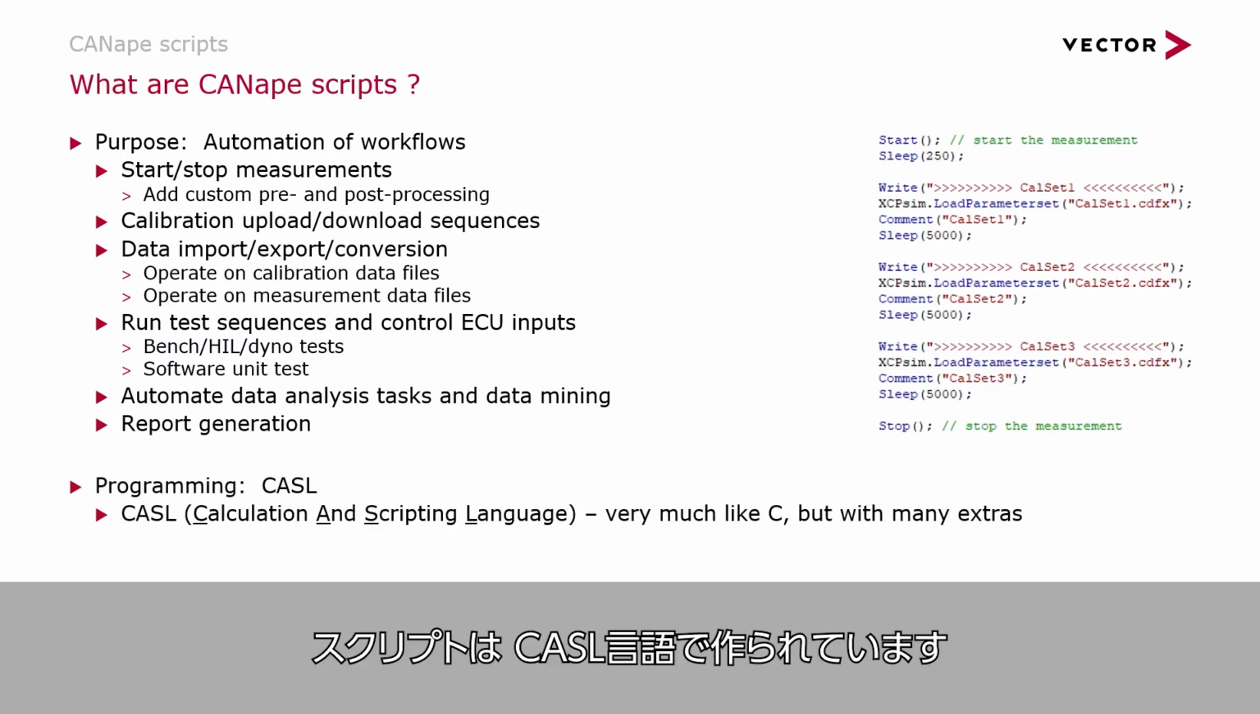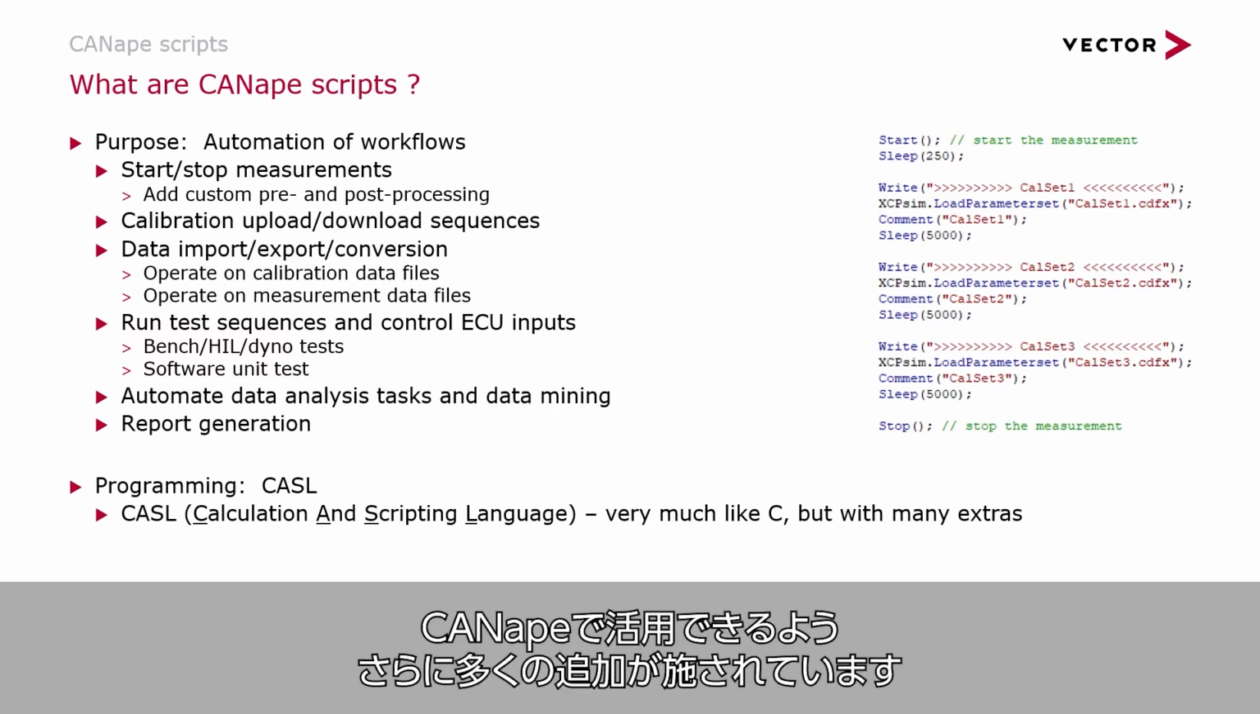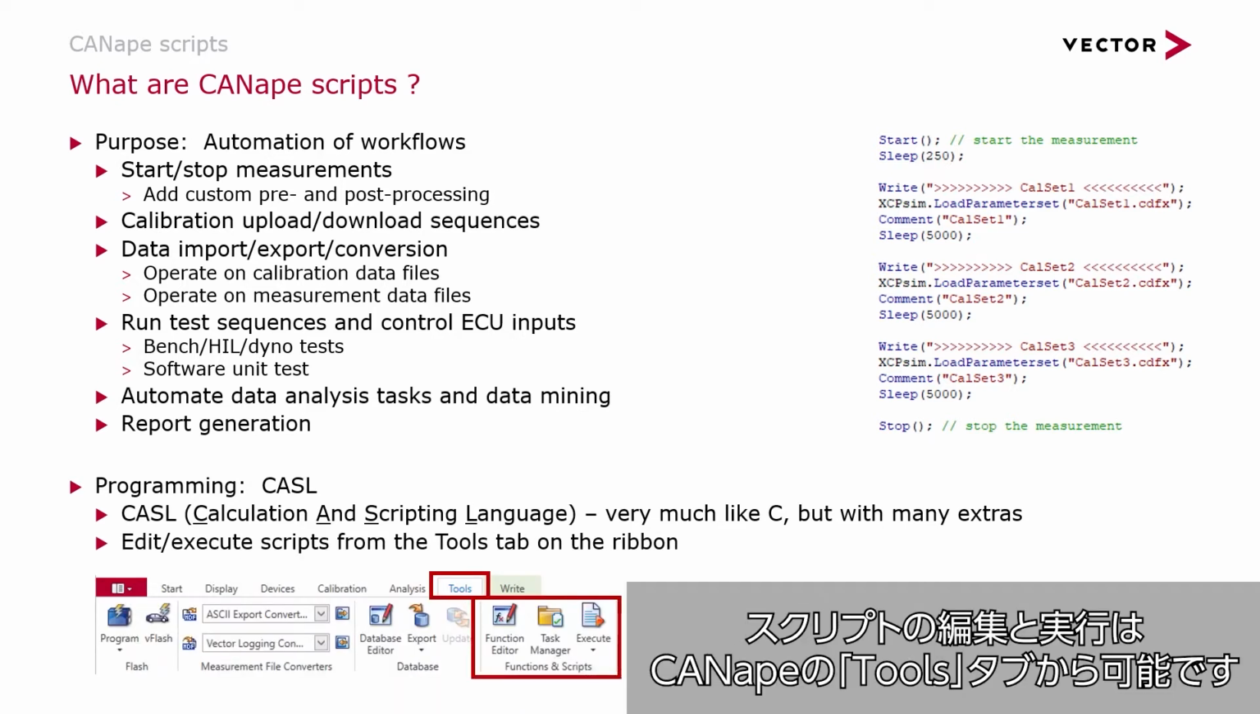Scripts are created using the CASL programming language. CASL is very much like C, but with many extras designed to help you get things done in CANape. You can edit and execute scripts from the Tools tab on the CANape ribbon.